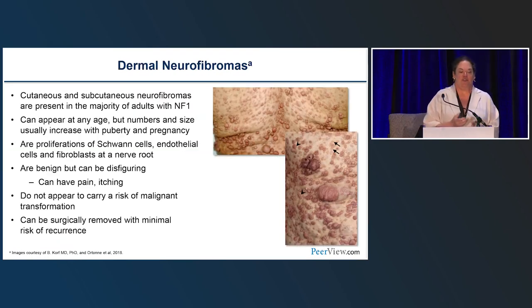And then the dermal neurofibromas, so these cutaneous and subcutaneous benign tumors that appear to increase in size and number during puberty and potentially pregnancy, although that's not always true. These are benign proliferations of the Schwann cells, but they can be disfiguring and can be quite morbid for patients with pain and itching. They really don't seem to carry a malignancy risk, and surgical removal often can be quite useful.